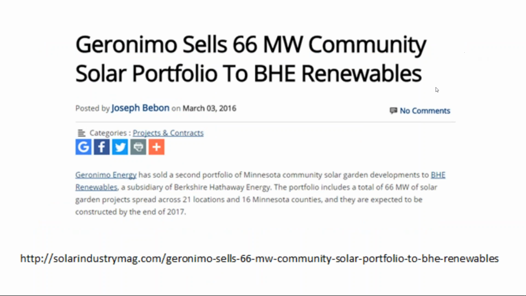So here's an example of a community solar project. Geronimo Energy has sold a portfolio of community solar projects to Berkshire Hathaway. The portfolio includes 66 megawatts of solar projects across 21 locations in 16 counties.